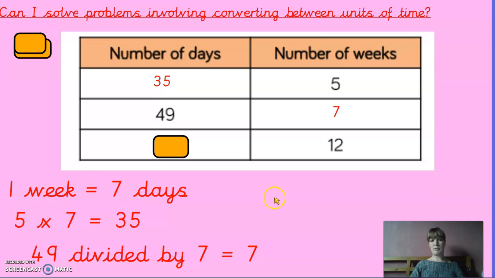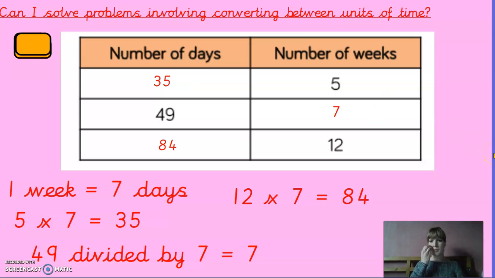Okay, now I've got 12 weeks here, and I want to know how many days that is. So just like the question before, I need to multiply this one. So I'll do 12 times 7, which equals 84. Let's see if that is the answer in the box. There we go. Well done if you got all of those correct. Let's move on to the next page.